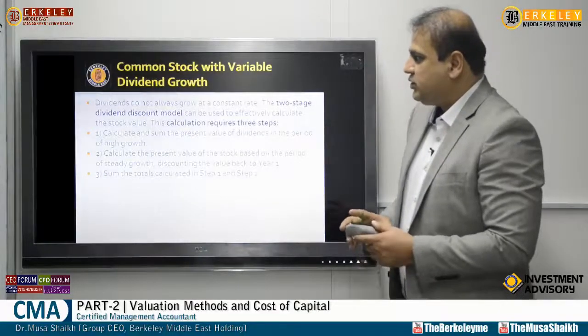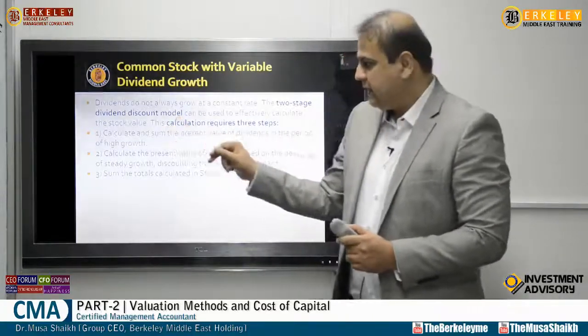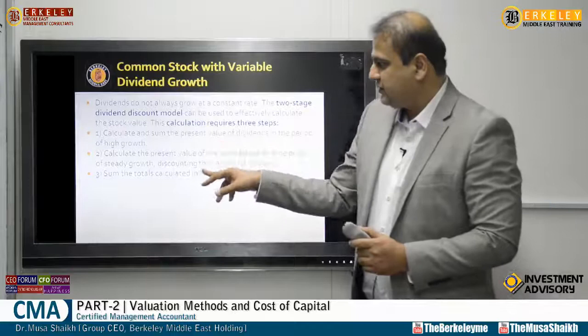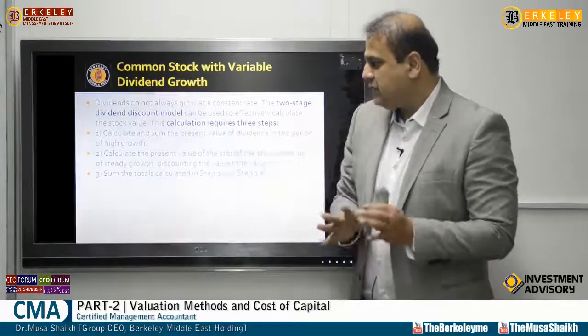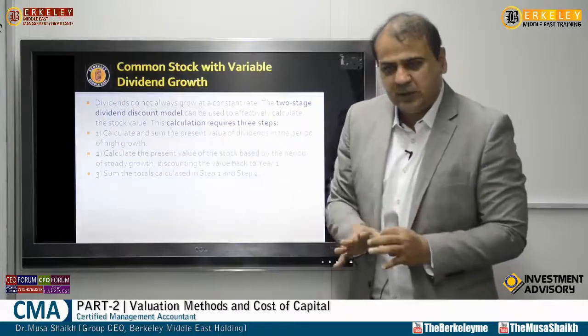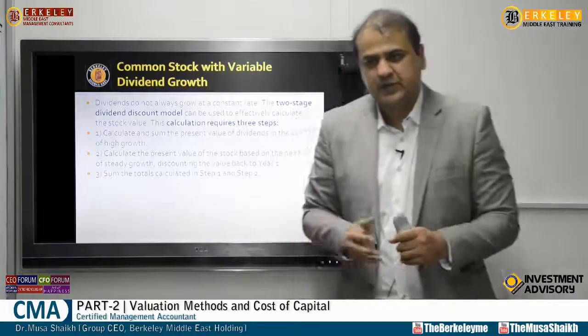He says there are two-stage dividend discount models, and there are three steps to calculate them. First, we calculate the sum of the present value of dividends in the period of high growth.